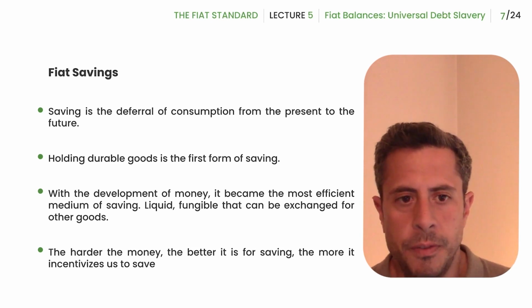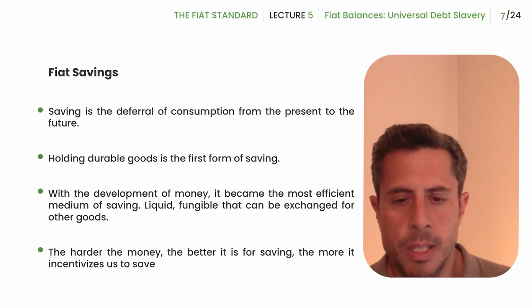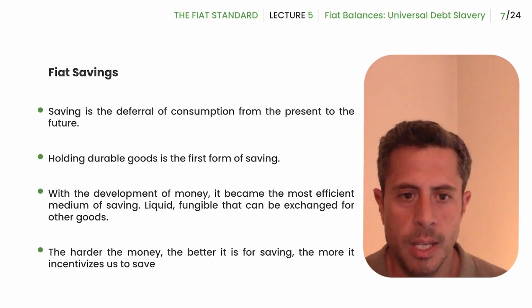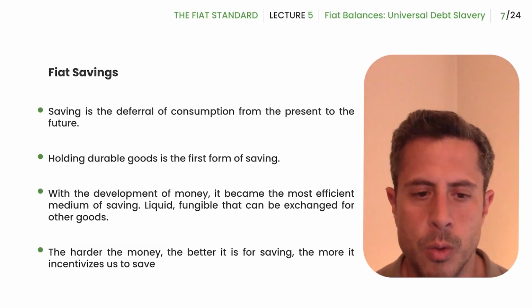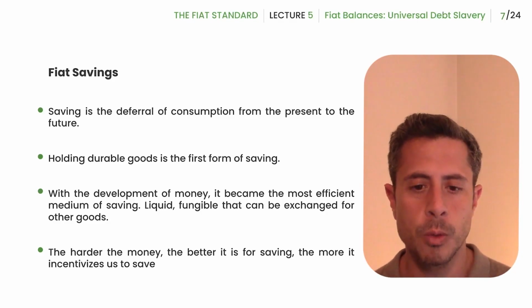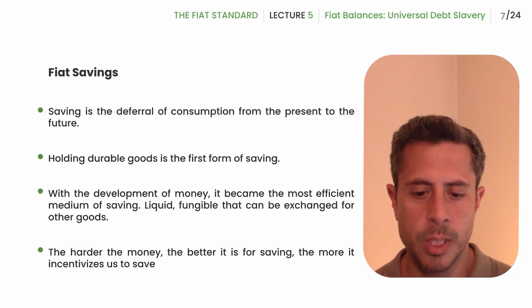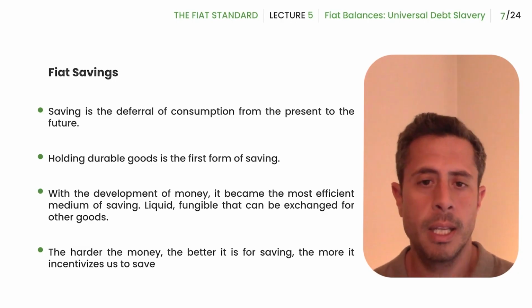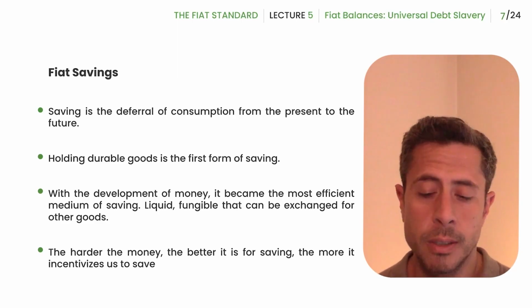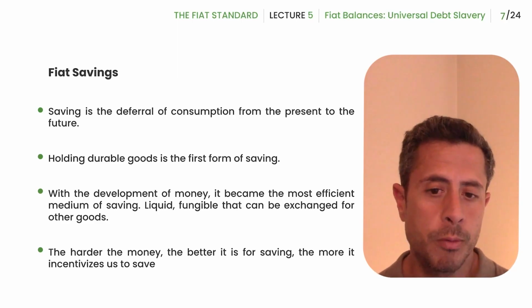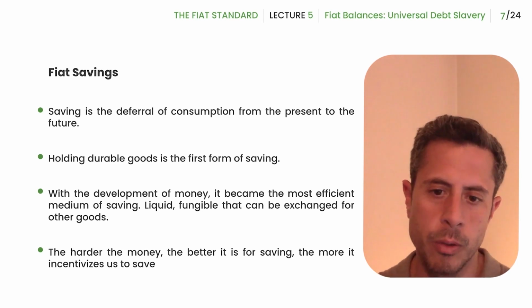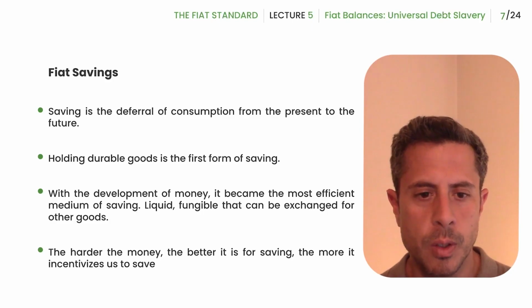The impact of fiat then on savings is that it has destroyed our conception of savings and destroyed our ability to save. Saving is the deferral of consumption from the present to the future. Holding durable goods is the first form of saving. So, you build something that you use, you build a house where you stay, and that's a durable good and stays around for a while. That's a form of saving. You could have spent your time enjoying yourself, or you could have spent your time producing food, but you invested in a durable good because you saw the value of it, not just today, you saw the value into the future. So this is, in a sense, saving. You're saving the good for the future.